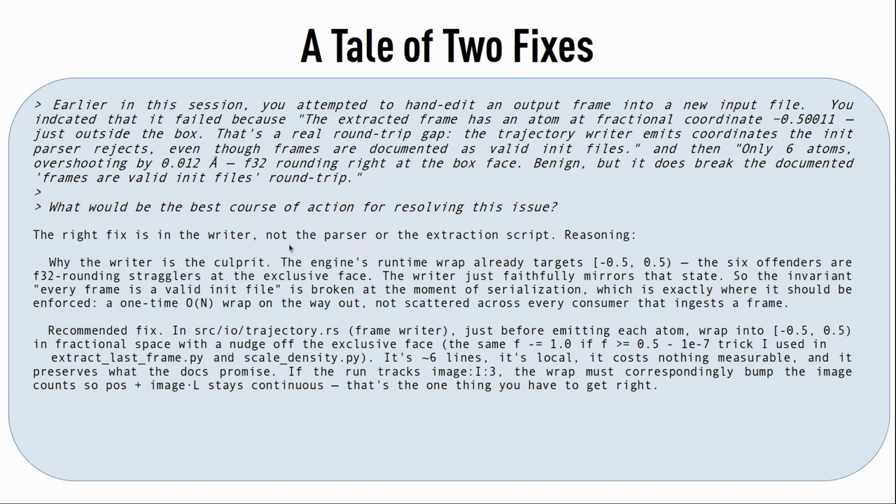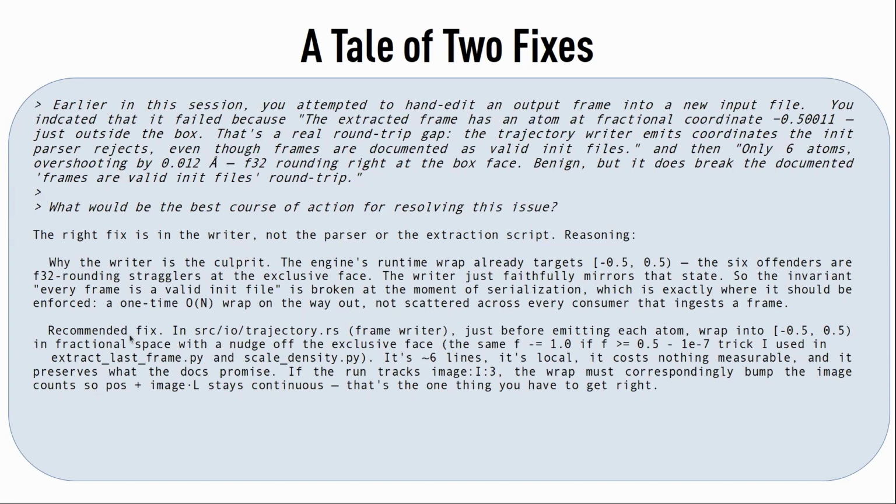Here's what Claude said. The right fix is in the writer, not the parser or the extraction script. Reasoning. Why the writer is the culprit. The engine's runtime wrap already targets the range of minus 0.5 to 0.5. The 6 offenders are float32 rounding stragglers at the exclusive face. The writer just faithfully mirrors that state. So the invariant is broken.